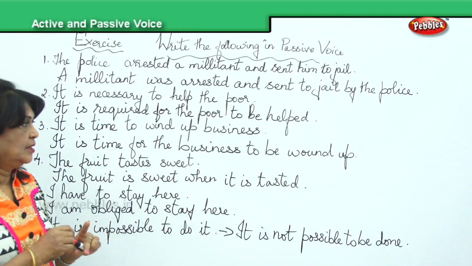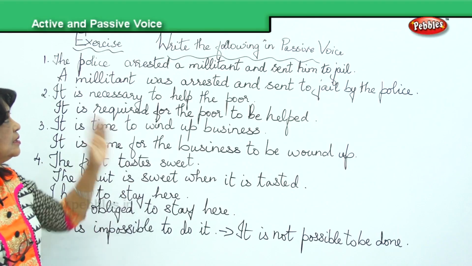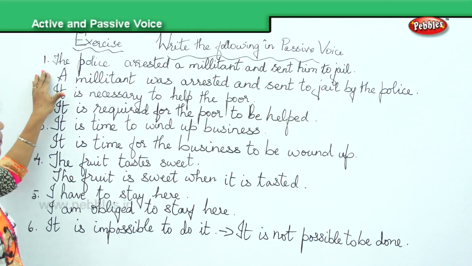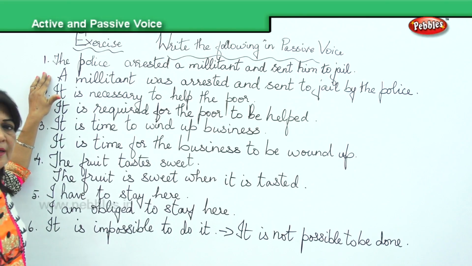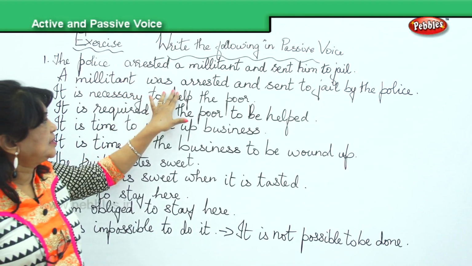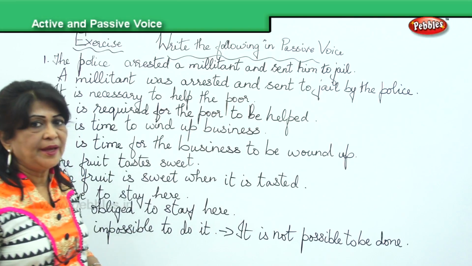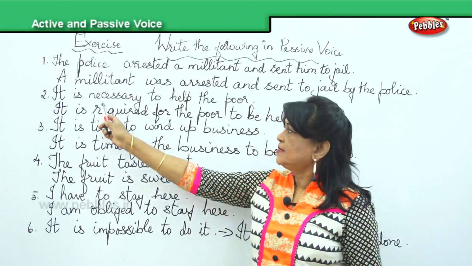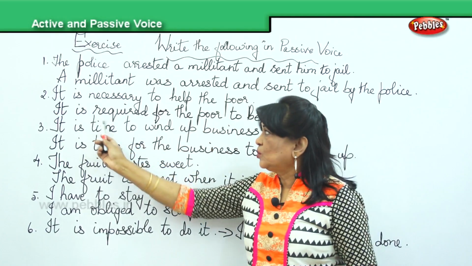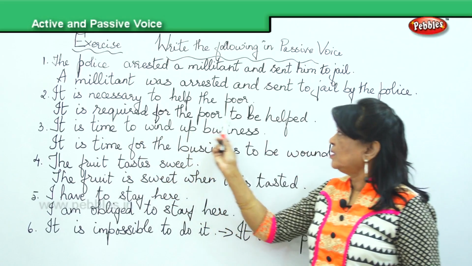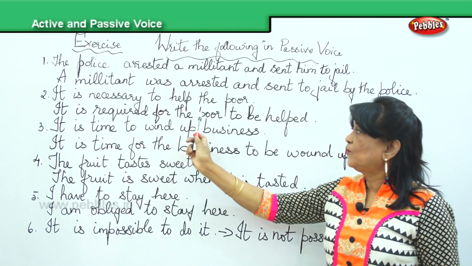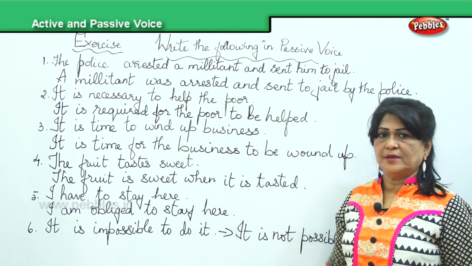Okay, in passive voice. Now, shall we go through all the sentences? I have given you an exercise of combined sentences. Let's see. The police arrested a militant and sent him to jail. A militant was arrested and sent to jail by the police. It is necessary to help the poor. It is required for the poor to be helped.